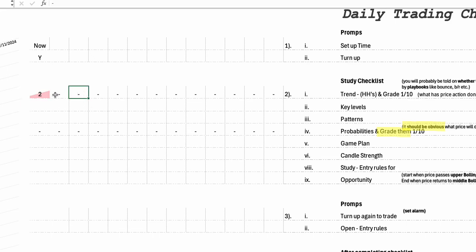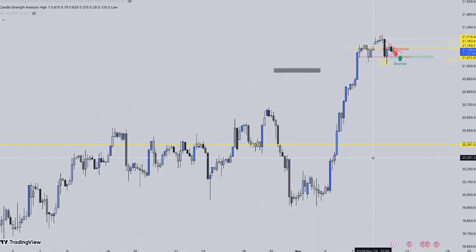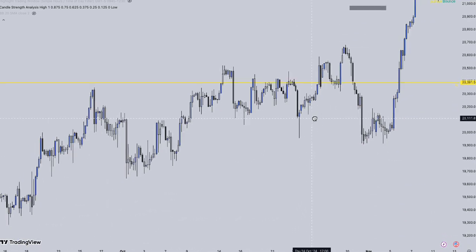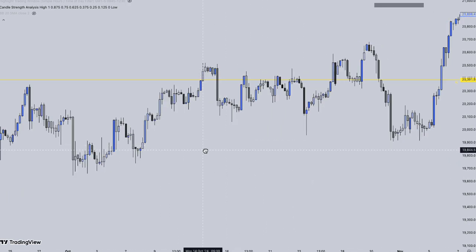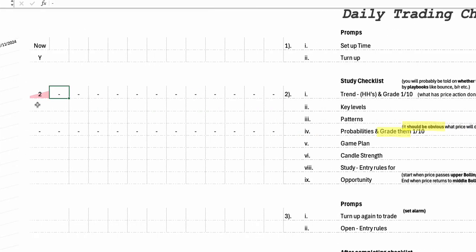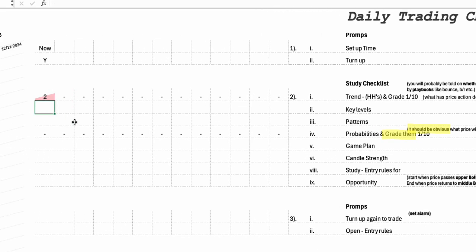On this one, with trends, I'm looking for clean higher highs and higher lows, or vice versa, lower highs and lower lows, on the 4 hourly time frame. If we back up a little bit to before the presidential election, it's just not clear at all. That's why I'm grading the trend 2 out of 10. Key levels done. Patterns done.